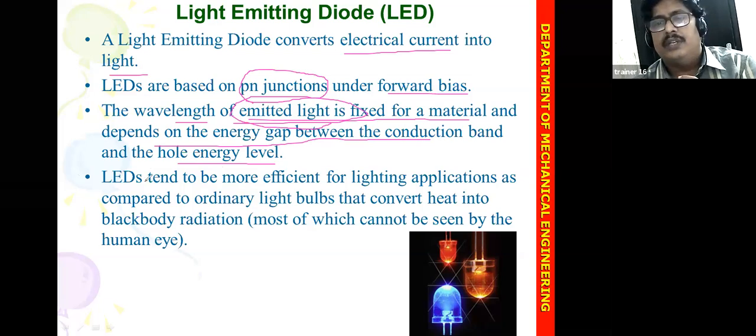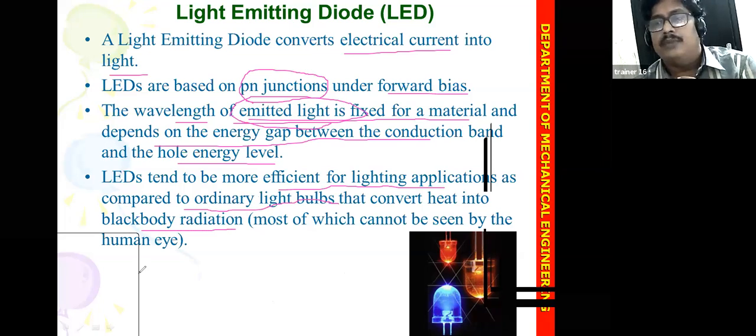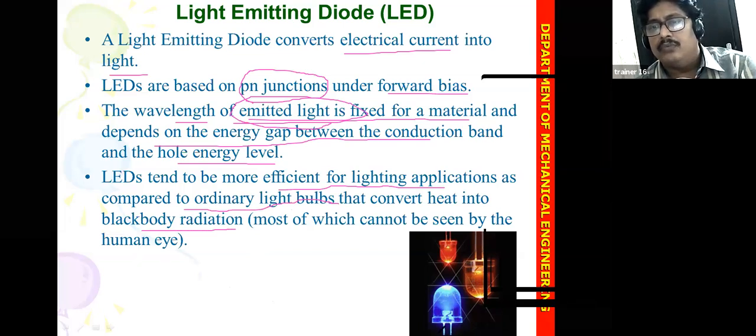Next, LEDs tend to be more efficient in lighting applications compared to ordinary light bulbs, which convert energy into heat as black body radiation, most of which cannot be seen by the human eye. So this LED is a small light. In the figure, you can see the radiation is more.